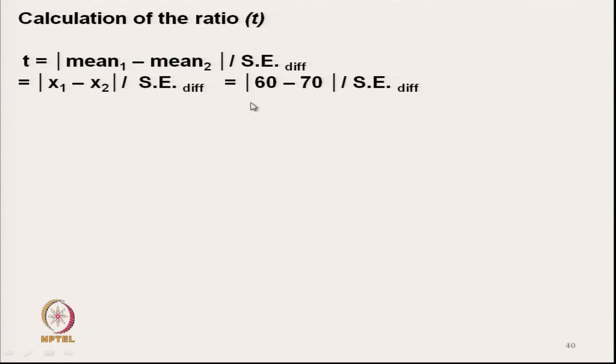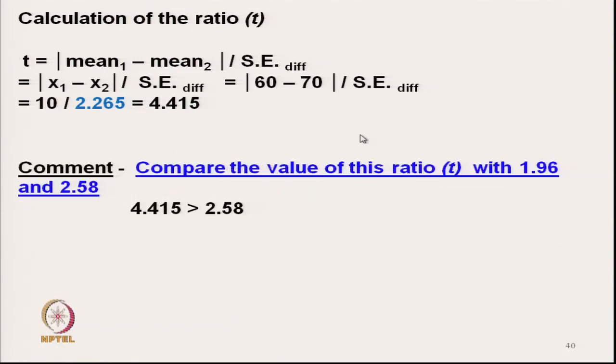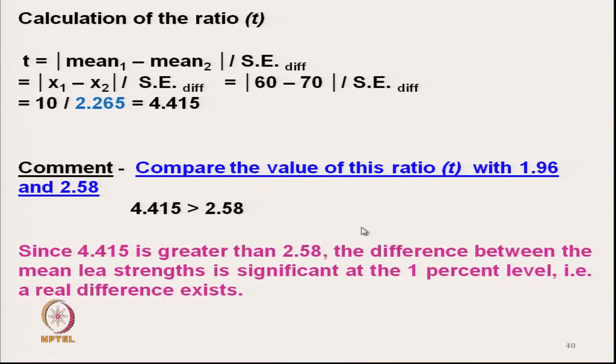Now, T is 60 minus 70 by standard error of difference, and we know the standard error of difference is 2.265. So the T value has become 4.415. This is the T value, and this is a large sample. For a large sample, for 95% and 99% it is 1.96 and 2.58, as we have seen earlier, and this T value is very high compared to both. So what will be our conclusion? Our conclusion would be that a real difference exists, since 4.415 is greater than 2.58. The difference between the mean strength is significant at the 1% level, that is, a real difference exists.